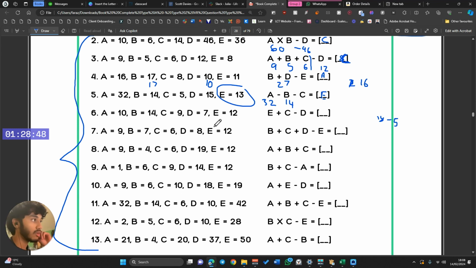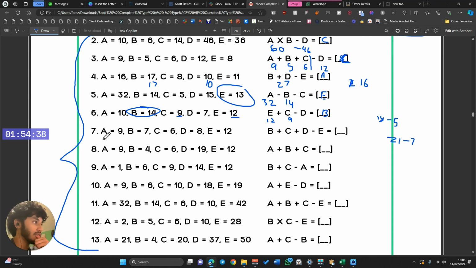So E plus C is 12. So 12 plus 9 is 21, and minus the 7, which is going to give us 14, so that's B. There you go.